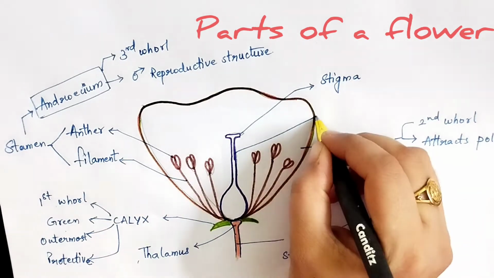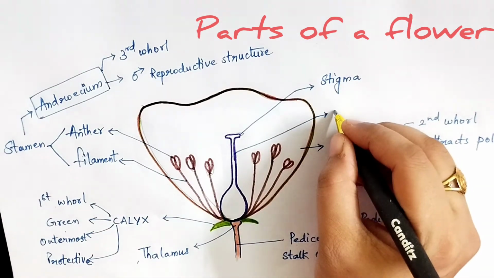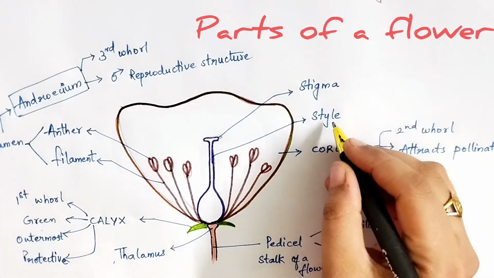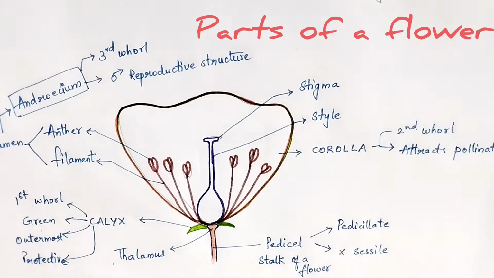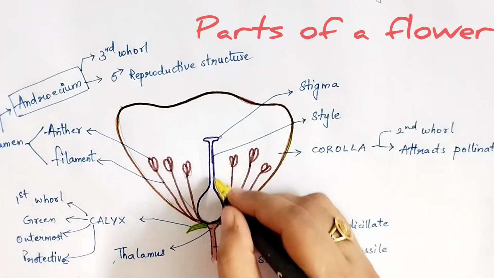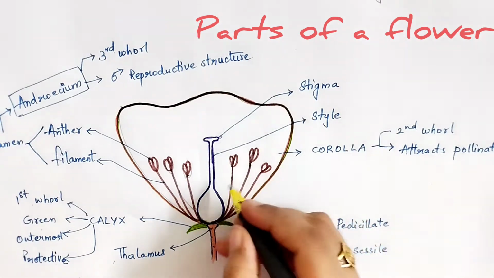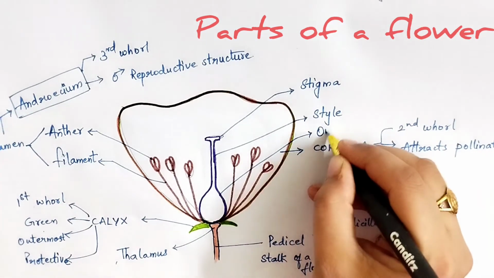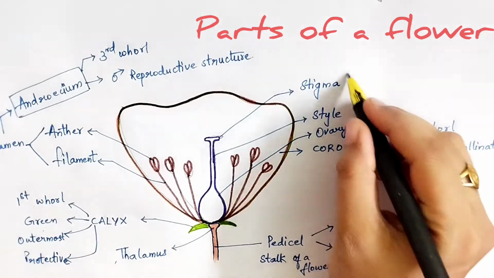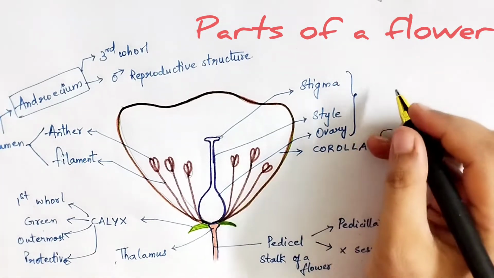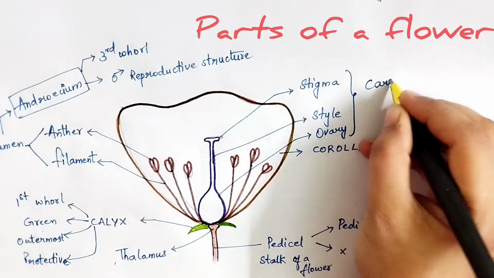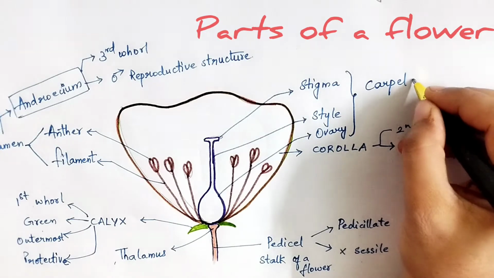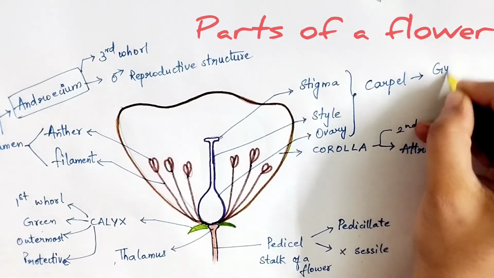This is the style, present just beneath the stigma. It is a long, slender, tube-like structure through which the pollen will travel to reach the ovary. Now you can see the ovary here, the basal part at the bottom. Together these three parts we call the carpel, and carpels are nothing but the units of gynoecium.